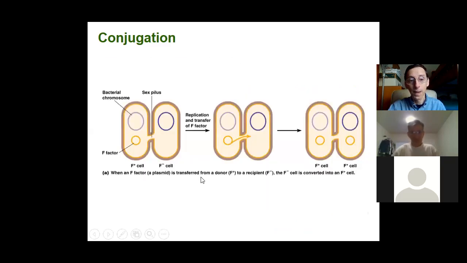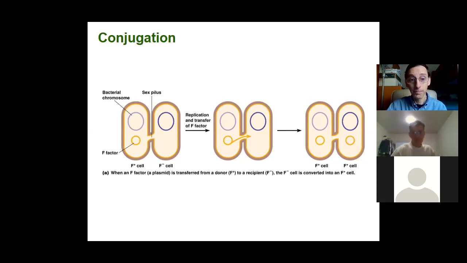Okay? And this is showing you what happens. The F plasmid is in the F+ cell, and the F plasmid has the genes on it to code for the sex pilus. So an F+ cell is the cell that has a sex pilus. Any question about that?